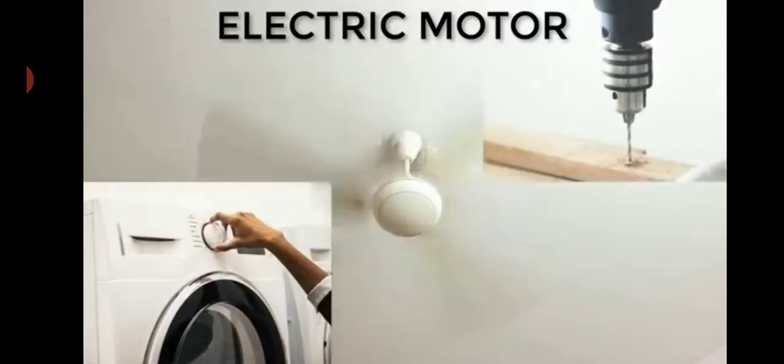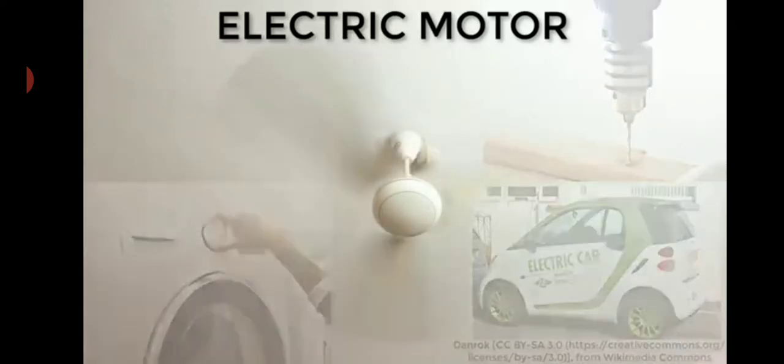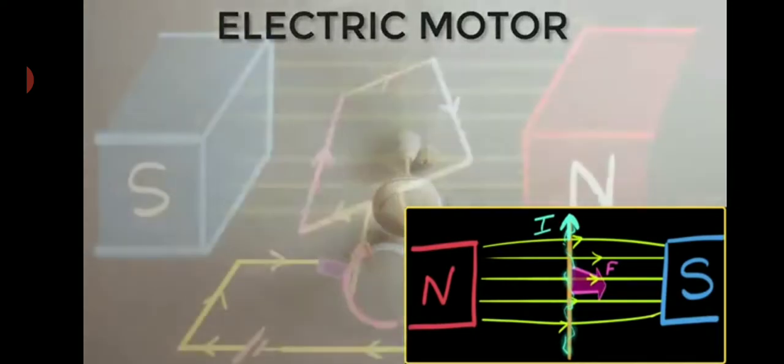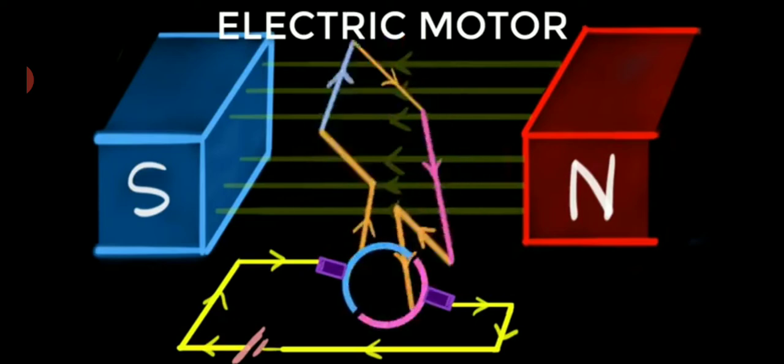And these devices are used in many places, like in your washing machines, your drilling machines, or even your electric cars. But the big question is, how does an electric current, which is basically moving electrons, push something as big as a fan and make it spin? The secret to these motors are magnets. In a previous video, we had seen that a current carrying wire can be pushed by magnets, or more technically, magnetic fields. So an electric motor uses this magnetic push to spin a current carrying conductor.